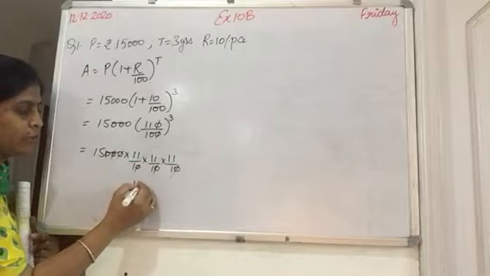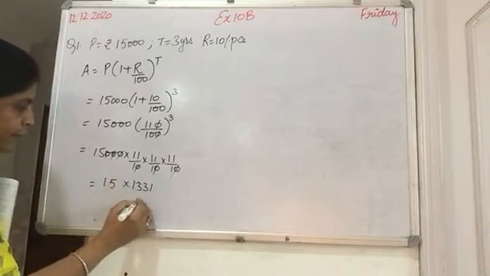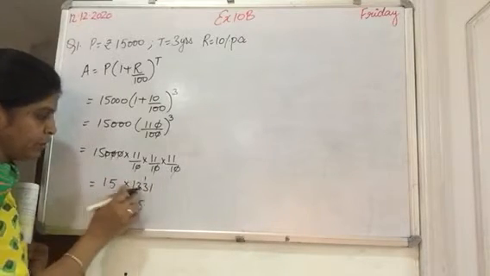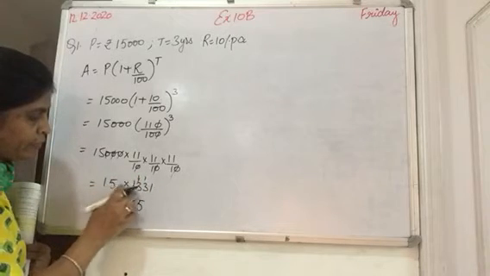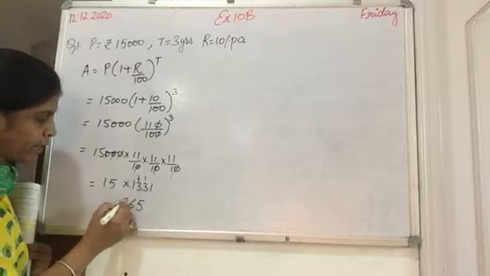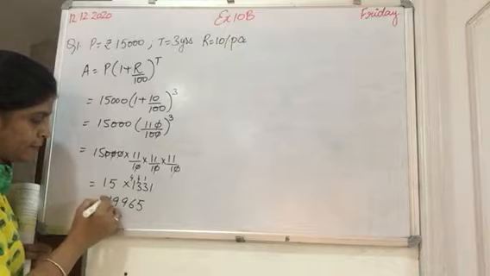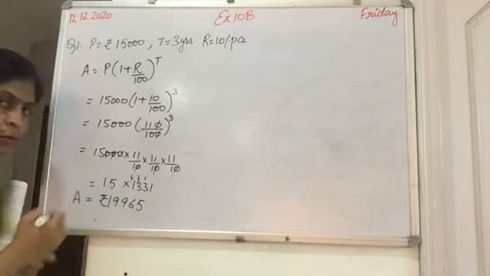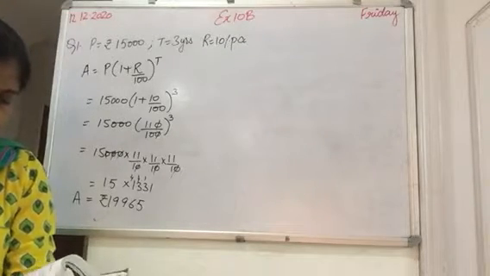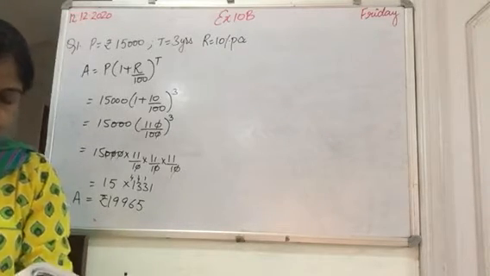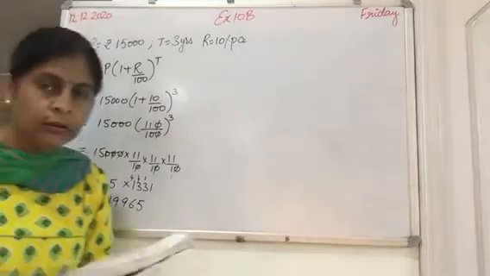11 cubed is 1331 into 15. 15 5s are 75, carry 7. 15 3s are 45, 52, carry 5. 15 3s are 45, 50, carry 5. 15 1s are 15, 20. This is the amount. So only the amount has to be calculated in this question. Clear? Now let's do question number 2.